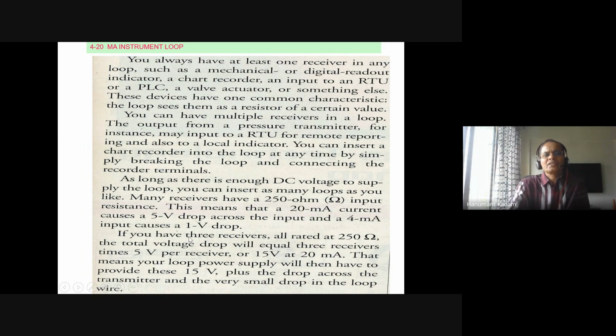I will just summarize here. You can see here, you just see 4 to 20 milliampere. You always have at least one receiver in a loop, such as a mechanical or digital readout indicator, chart recorder. So if any one is there, then resistance is not required. You can have multiple receivers also, as long as there is enough DC voltage to supply the loop, you can insert as many receivers as you like. Many receivers have 250 ohms, means each receiver has a 250 ohm resistance.